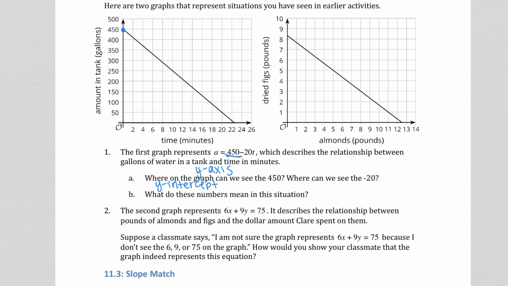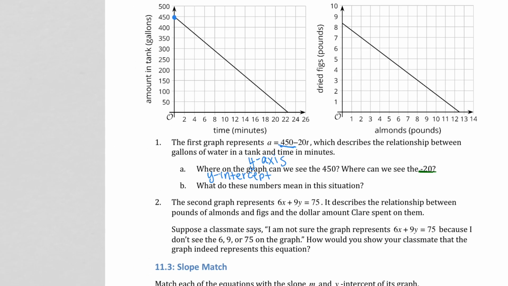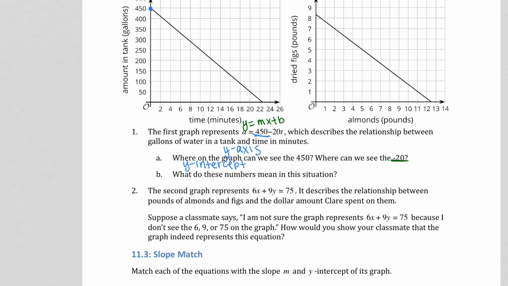Where can we see the negative 20? Is that one very easy? We don't have a negative there. What is the negative 20 in this equation? If I say y equals mx plus b, the difference here is we have an a and a t. What is negative 20? Slope. Okay. It's the slope.